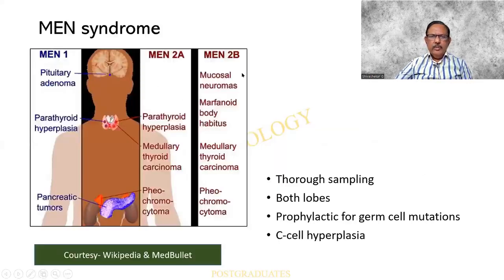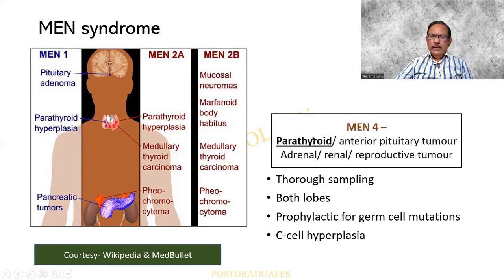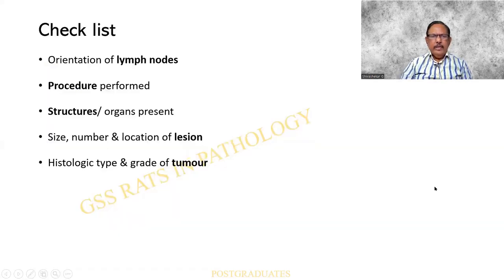This is our MEN syndrome. The various things are mentioned. In one, I find that there can be a parathyroid hyperplasia. In 2A, again, there can be a parathyroid hyperplasia as well as a medullary carcinoma. 2B, there can be again a medullary carcinoma of the thyroid. Therefore, a thorough sampling will be required if a MEN is suspected. Also, the C-cell hyperplasia can be looked for. Parathyroid is also there in a case of MEN4. So all these are essential and it should be covered. That is why a minimum of 20 bits have been recommended.